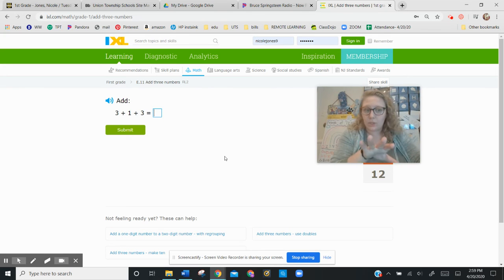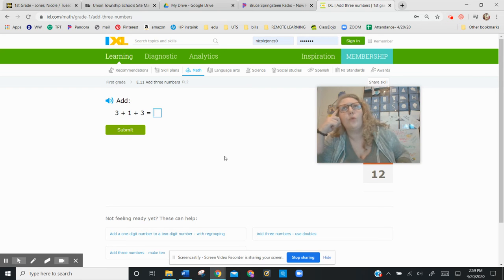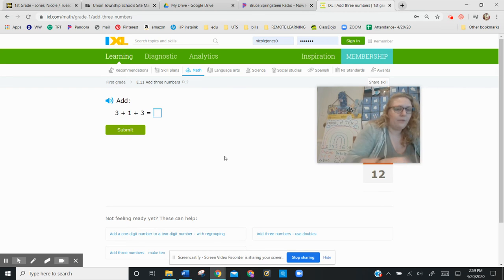All right, so now I want you to look at my example as I get my cubes. I see 3 plus 1 plus 3. So out of those numbers, what do you think would be the easiest thing for you to do in your head? Instead of thinking, oh, 3 plus 1 and then 3 more, well, I see a double. Do you see a double? Yeah, I see 3 and 3 in there. I see a 3 right here and a 3 right there.